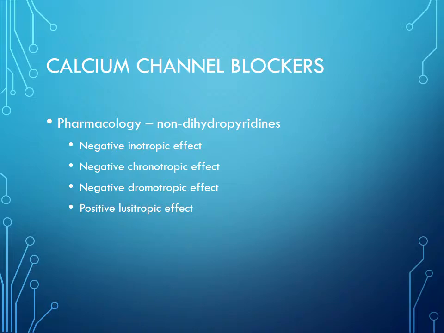Okay, so negative inotrope is specifically the contraction. Negative chronotrope, decrease in rate. Negative dromotrope, I'm going to get to the difference between the two. Positive lusitropic effect, what is that? Relaxation. Relaxation of what? The myocardium. So it just relaxes that myocardium.